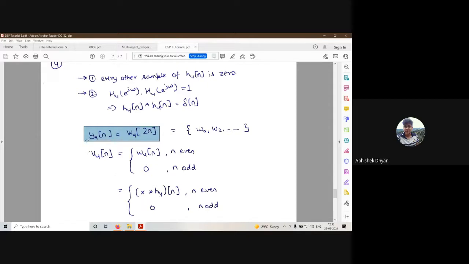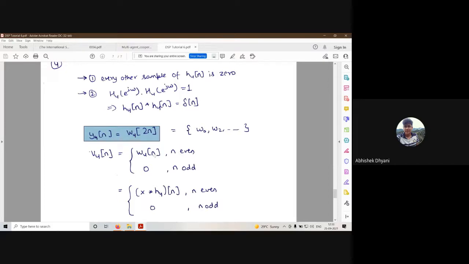And then we calculate V4n after passing Y4n through the upsampler with a sampling period of 2. So what happens is that it will just give us W4n or even values, and for odd values it will give us 0, because after passing it through the upsampler there will be zeros between these values. So it will be W0, 0, W2, 0, and so on. So I can say that V4n is this, right?